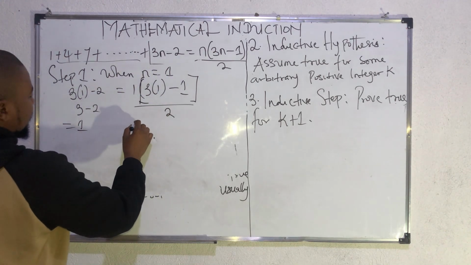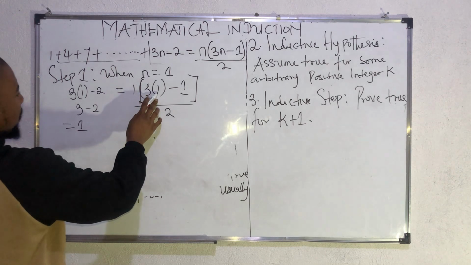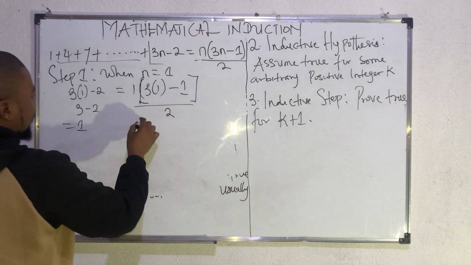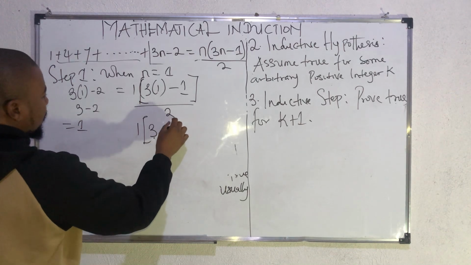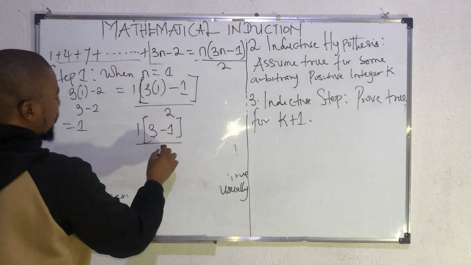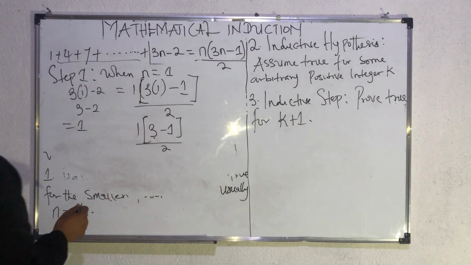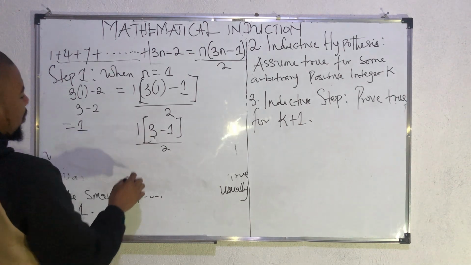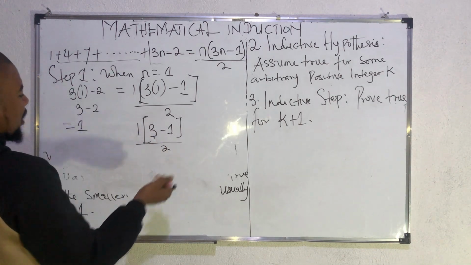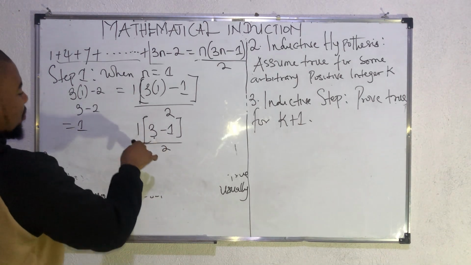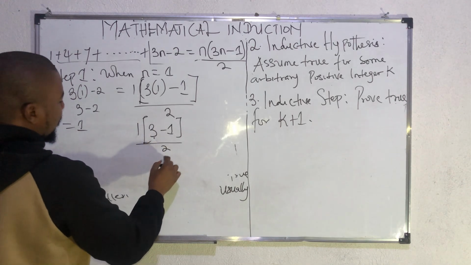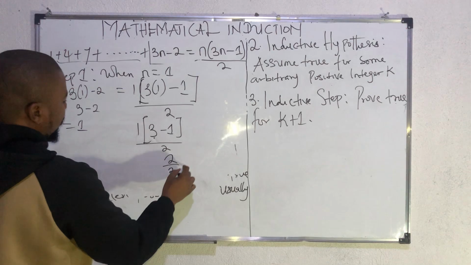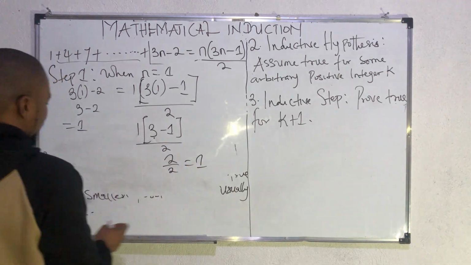Starting from the bracket, we have 3 multiplied by 1 will give us a 3. Hence, we're having 3 minus 1 all over 2. 1 multiplied by 3 or 1 multiplied by anything gives us the same value. Hence, we're going to have 3 minus 1 is a 2. 2 over 2. This is equal to 1.